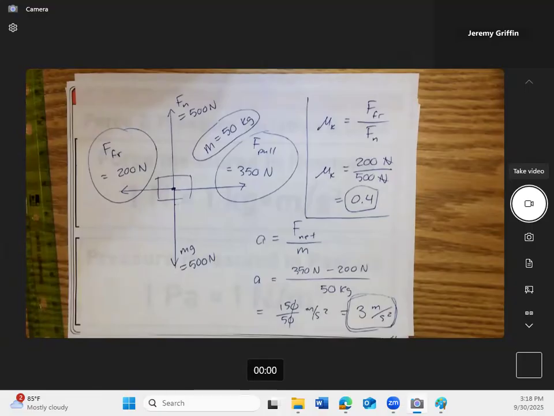You guys remember in your lab, did you guys get a coefficient of friction about 0.2, 0.3, somewhere in there? Okay. And this is 0.4. Ooh. All right.